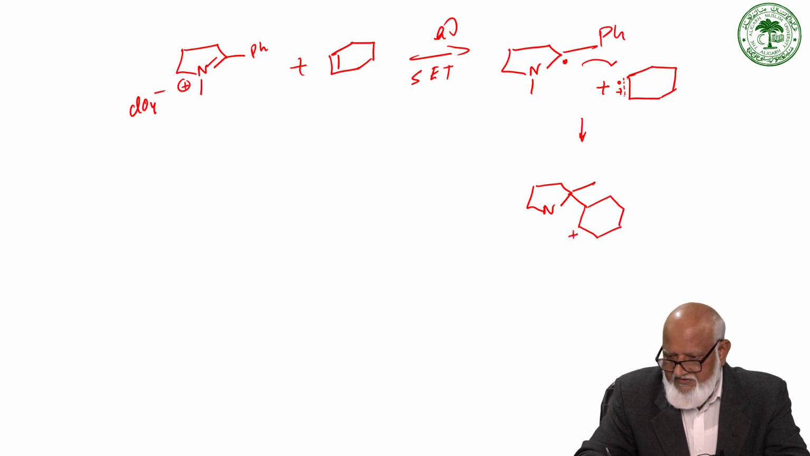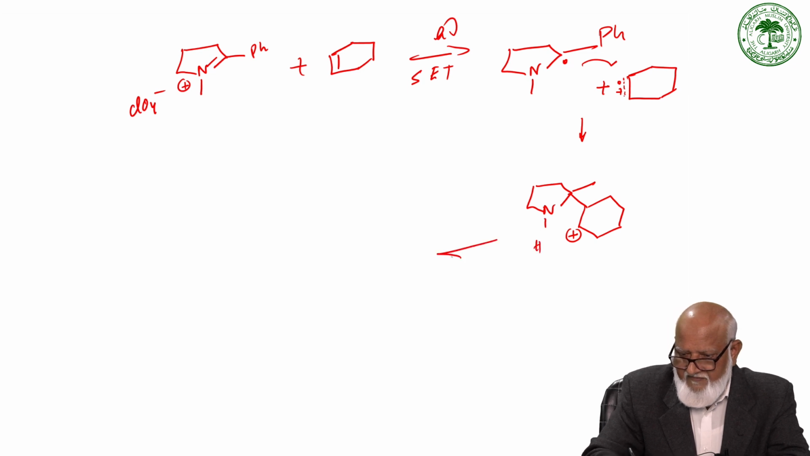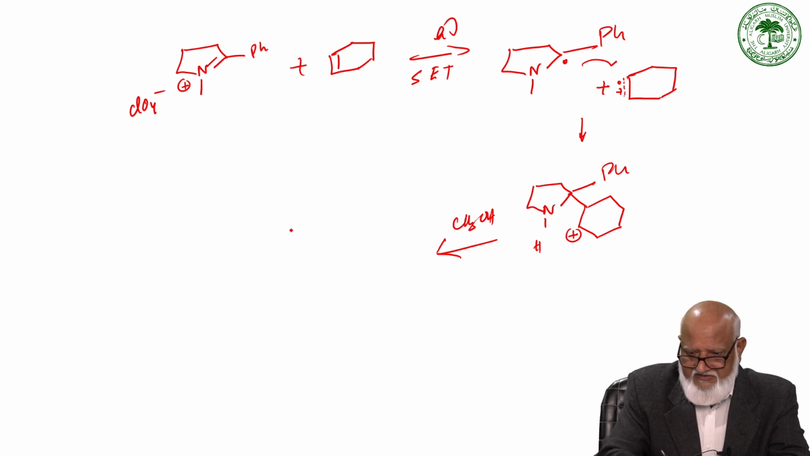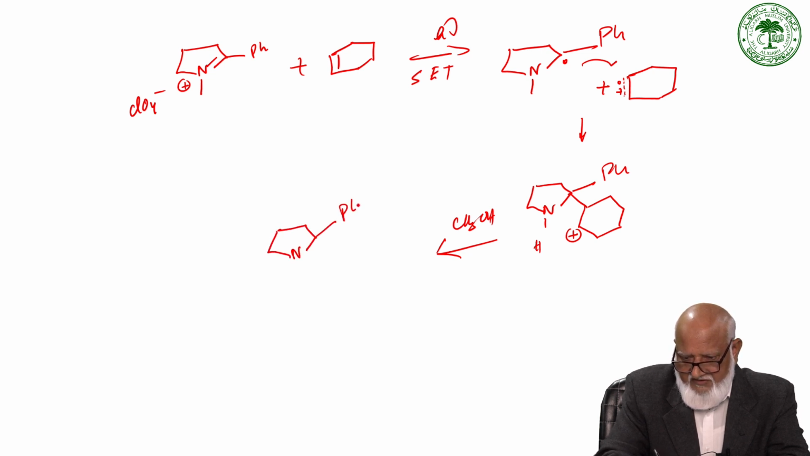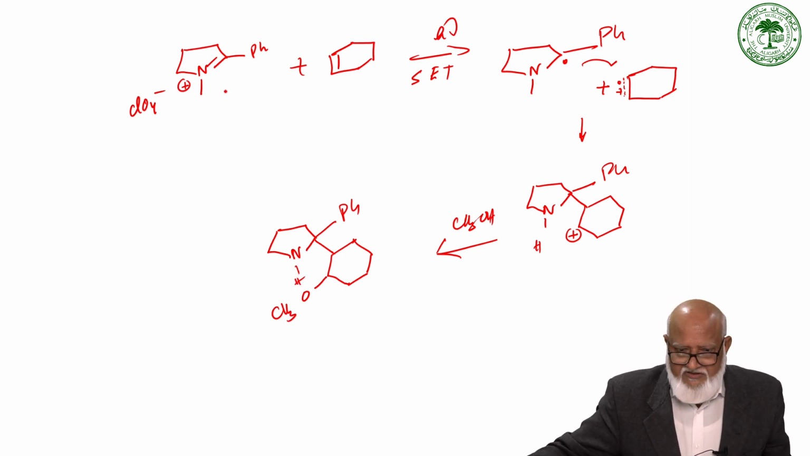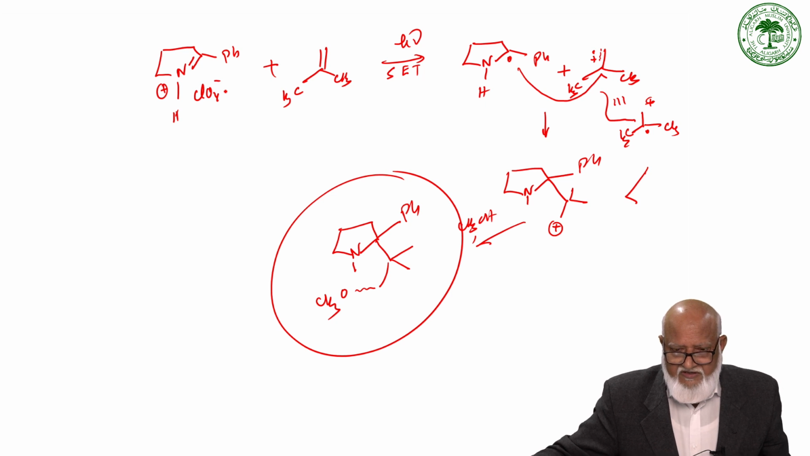And then a positive charge here, which is trapped by methanol, CH3OH, to give the methanol-added product. So this is a highly studied reaction involving electron transfer with a variety of alkenes. Earlier one is a dimethyl ethylene.